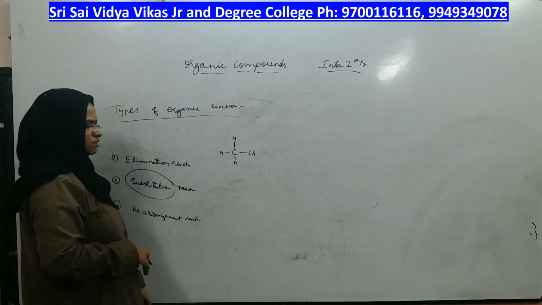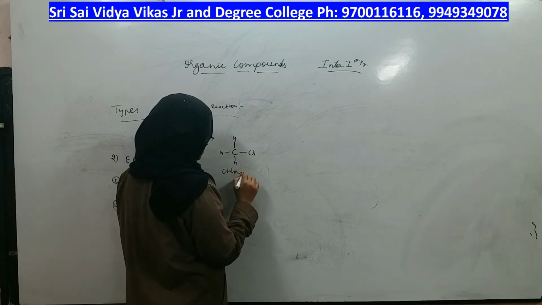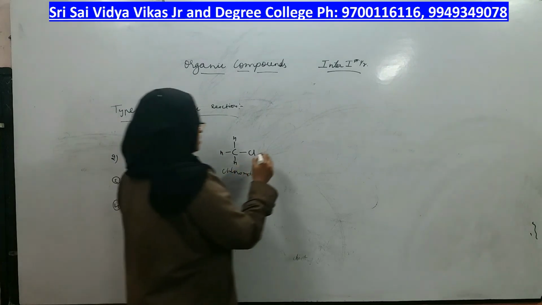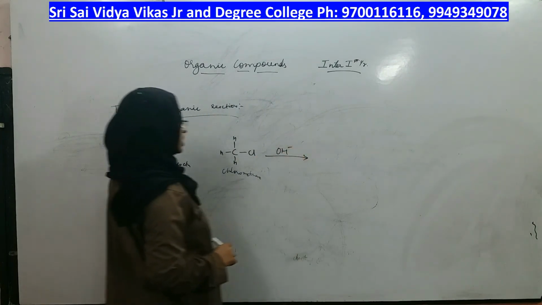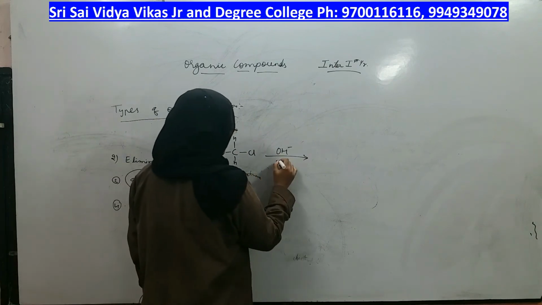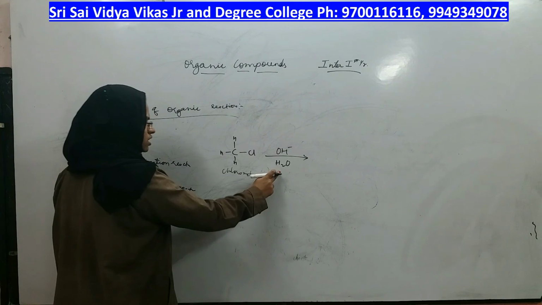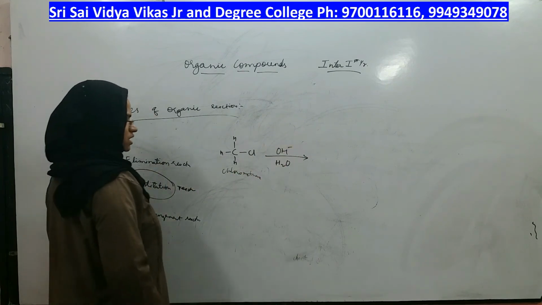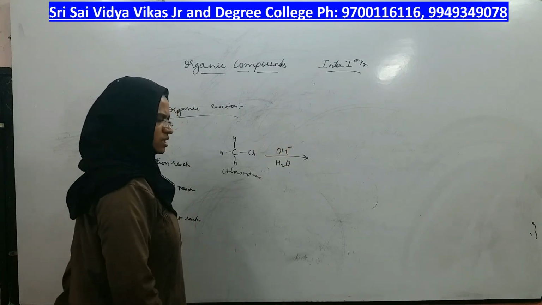What is the name of this compound? Chloromethane is the name. Here, if you do solvolysis, if you add a reagent as water, what is the reagent here? Water. From water, it gives a nucleophile of OH minus. That means water is the nucleophilic reagent and the nucleophile is OH minus.